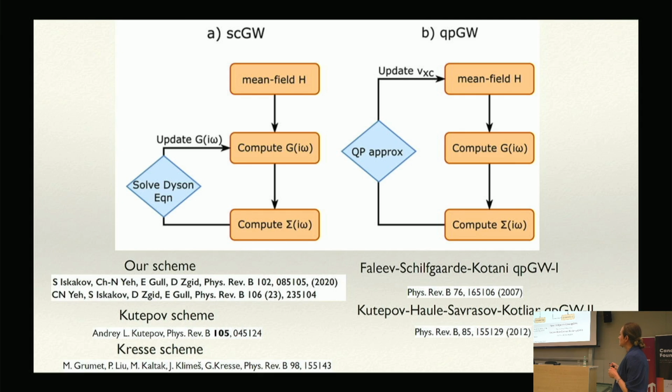So again, the schemes fall into the Shishkin-Kresse scheme or the Kutepov-Haule scheme. And usually if you run VASP, for example, this is what we run under GW.